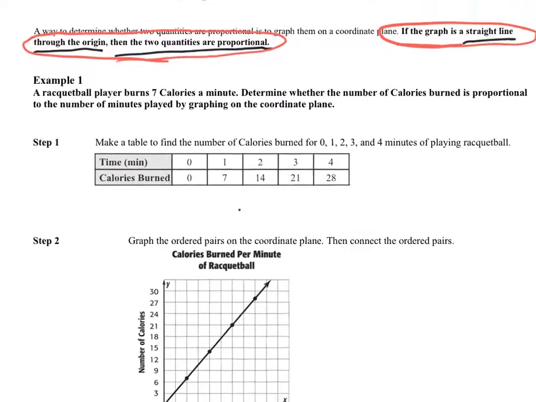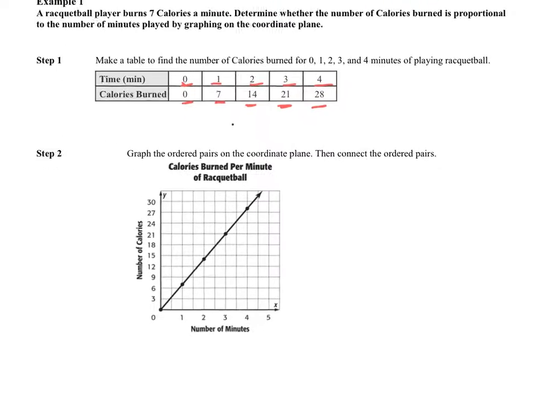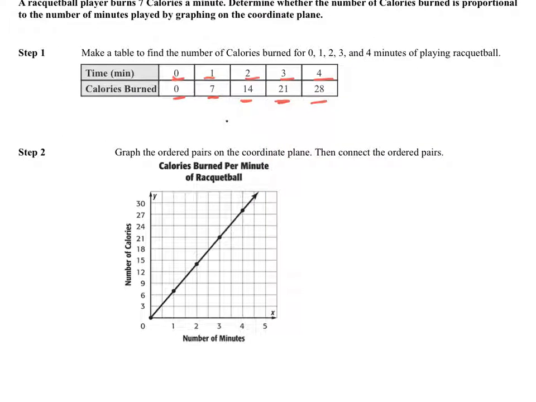So looking at example 1, it says a racquetball player burns 7 calories a minute. Determine whether the number of calories burned is proportional to the number of minutes played by graphing on the coordinate plane. Okay, so they made a table of the calories burned for 0, 1, 2, 3, and 4 minutes. Okay, so at 0 minutes, they burn 0 calories. At 1 minute, they burn 7, 2: 14, 3: 21, and 4: 28. Then they also graphed those ordered pairs right here and put them in a line.